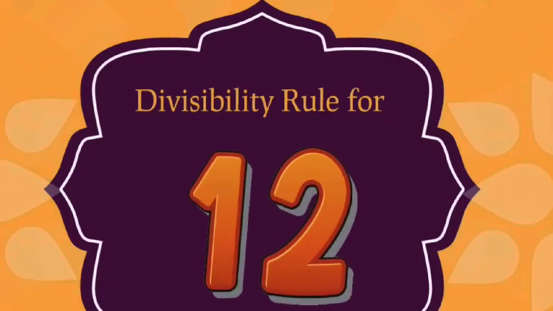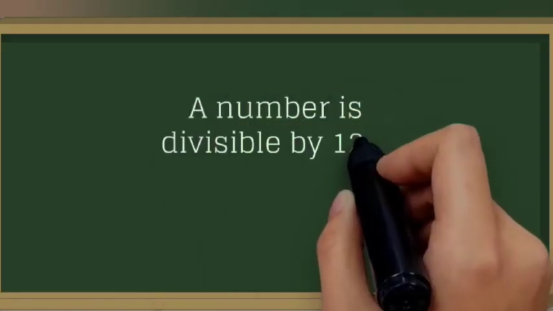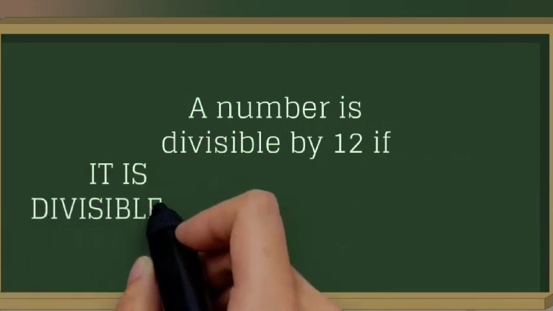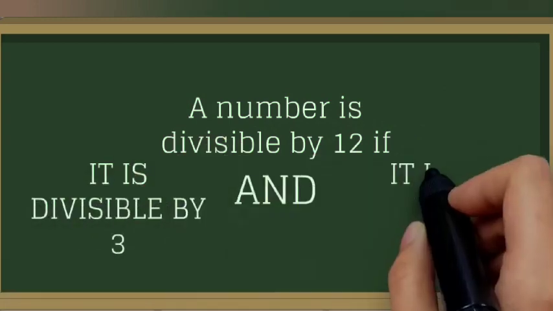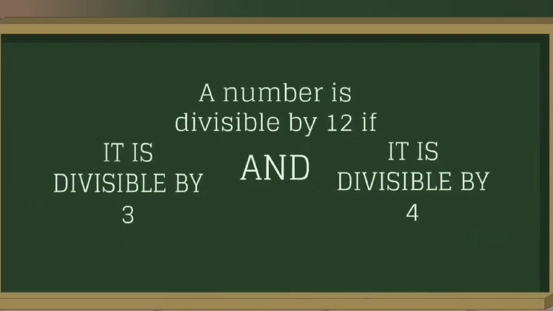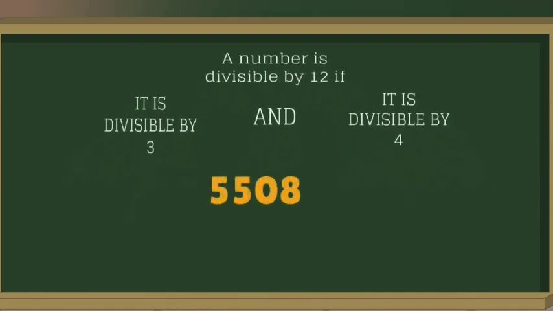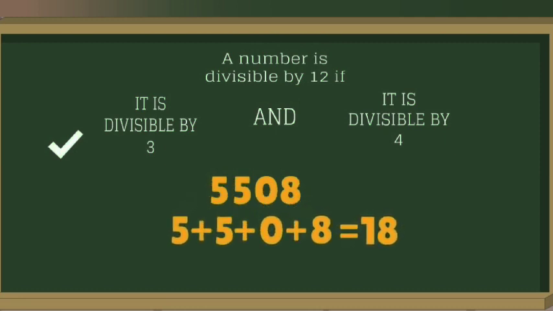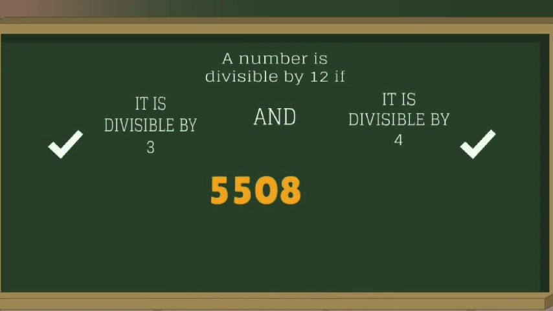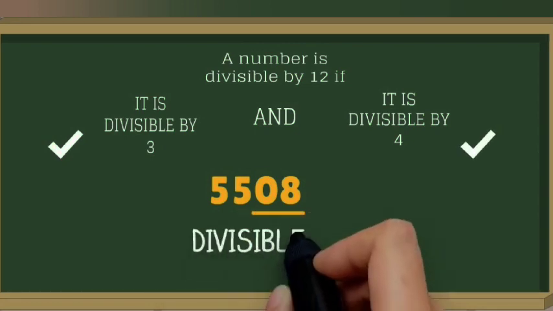Divisibility rule for 12. A number is divisible by 12 if it is divisible by 3 and divisible by 4. For example, 5,508 is divisible by 3 because its digit sum is 18, and this number is divisible by 4 because its last two digits are divisible by 4.